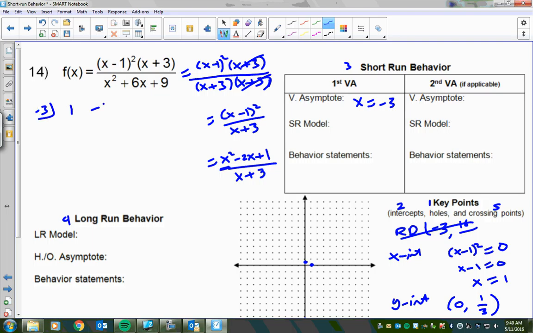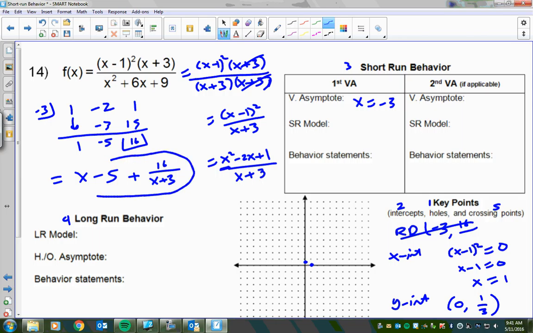You do long division if you want. Some people prefer long division. 3, 5, 15, that's 16. So the whole thing can be written as x minus 5 plus 16 over what? So there's our function. So what is the long run asymptote?